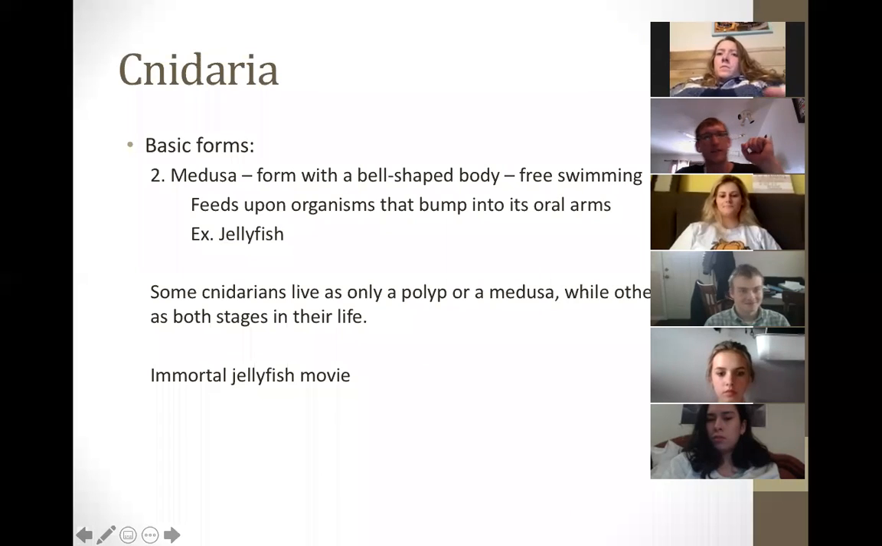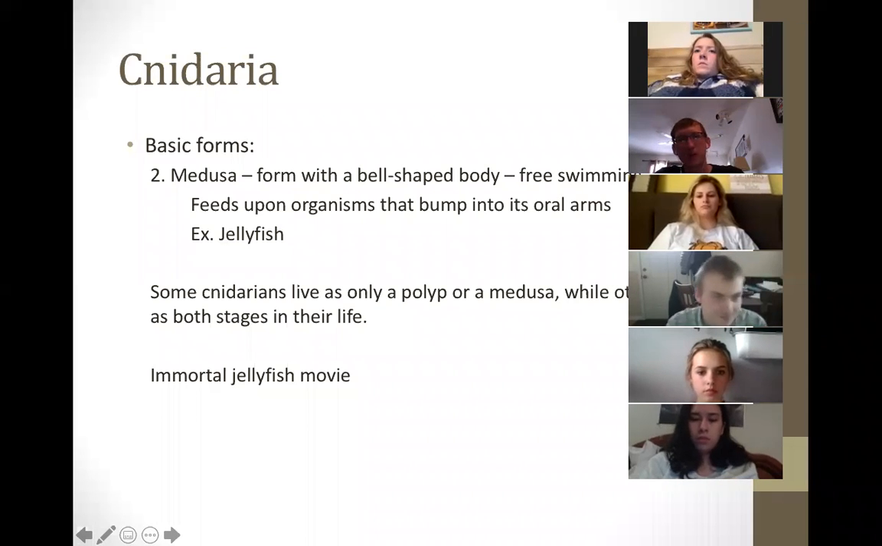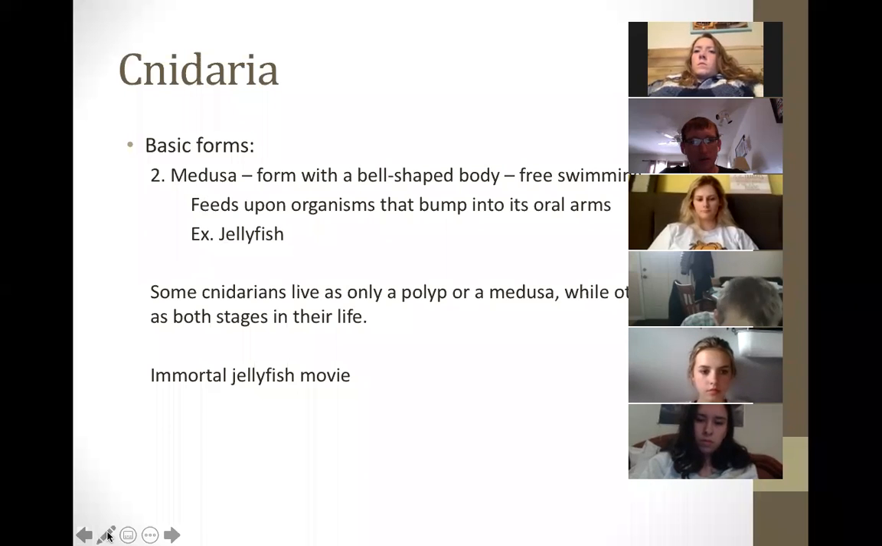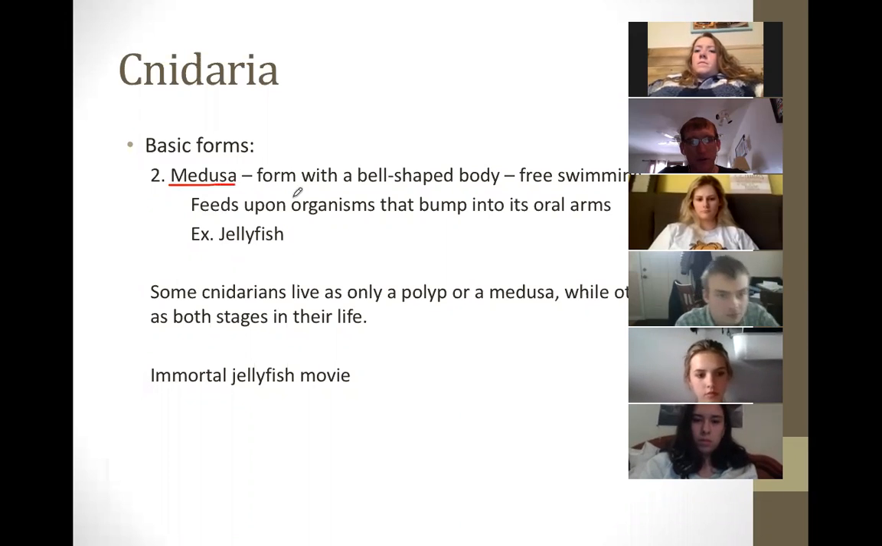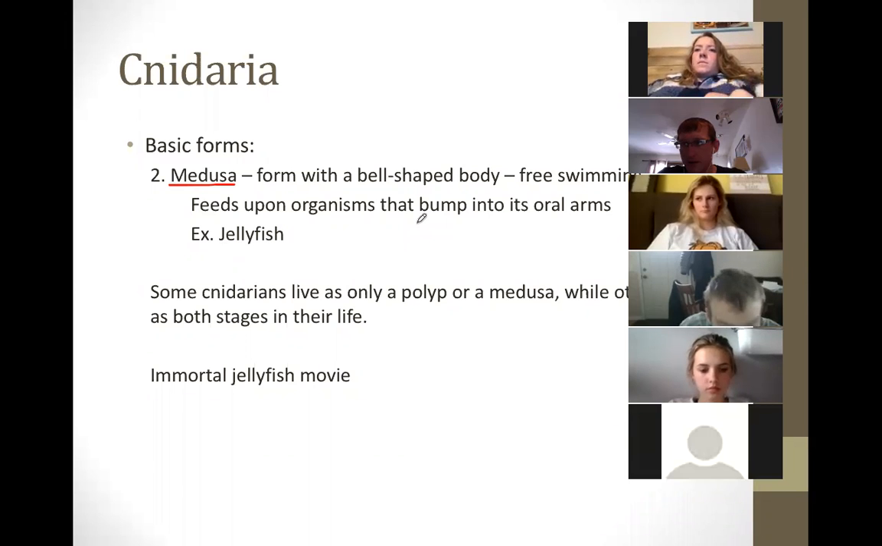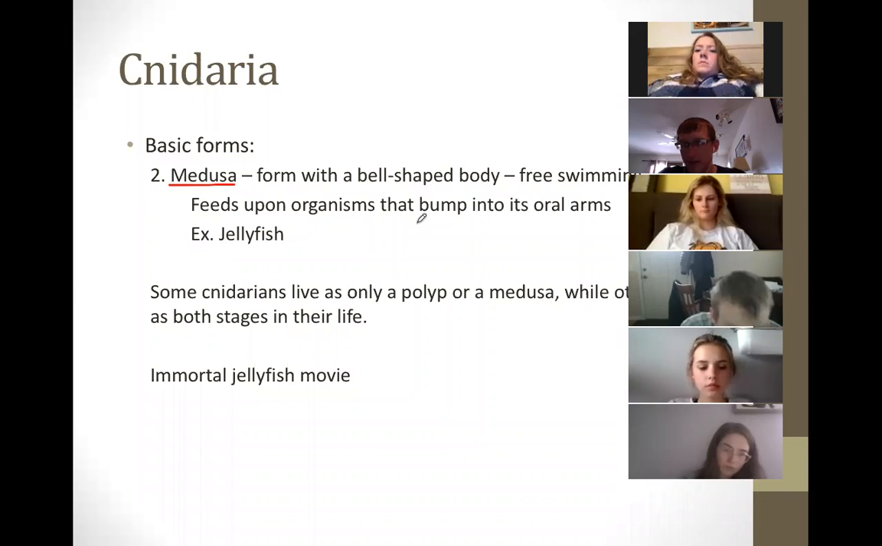All right, cnidarians, here we go. You got two basic forms of your cnidarians. You can have a medusa, which is the most common one that you guys are going to be familiar with. And a medusa is what you think of. Does anybody get kind of a picture in their head when they hear the name Medusa? Because you might know it from something else.